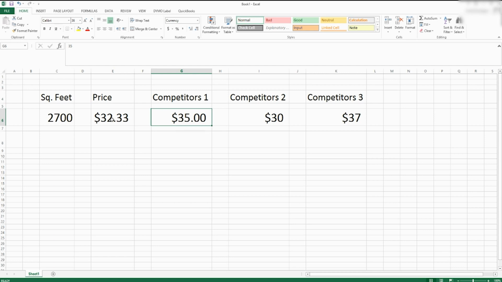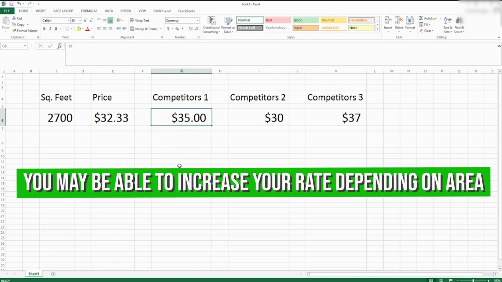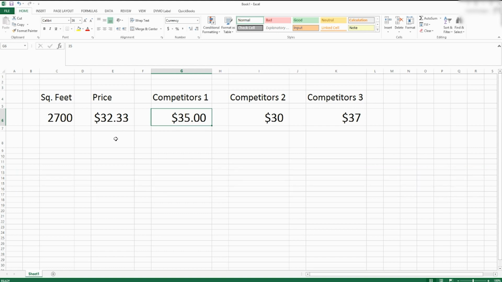So if I've done this and it's $32.33 and I go in there and it takes me an hour, then I know I'm making $32.33 per man hour. But if I want to increase that amount because the area is able to bear maybe $40 per man hour, then I would adjust that pricing accordingly, right? That's the way you're going to want to reverse engineer that, and eventually, once you have all this data, you'll have a price sheet.